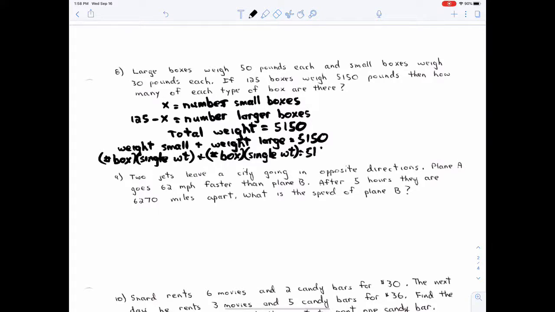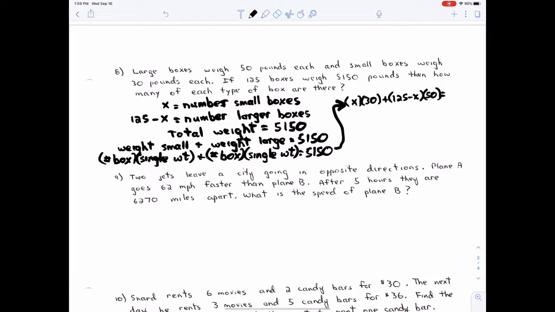Okay, well, I'm kind of running out of space here, so I'm going to finish it up. Okay, so what do we have? Number of boxes. Well, small boxes is X. What's the single weight of a small box? 30. Okay, what's the number of large boxes? 125 minus X. And how many are there? How much does one weigh? 50.